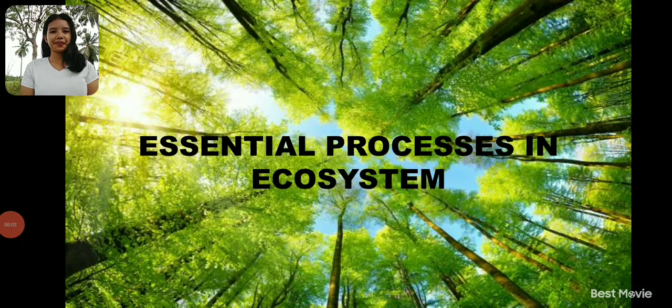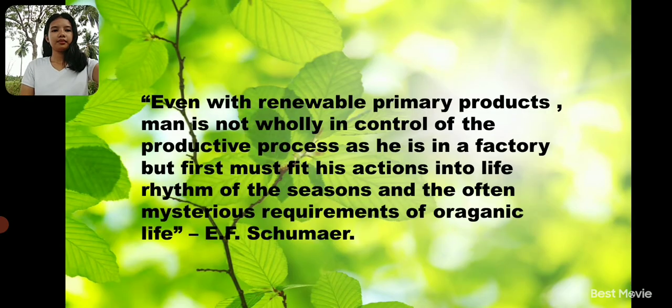Good day, ma'am. So our topic is essential processes in ecosystem. According to Schumacher, even with renewable primary products, man is not wholly in control of the productive process, as he is in a factory, but first must fit his actions into the life rhythm of the seasons and the often mysterious requirements of organic life.